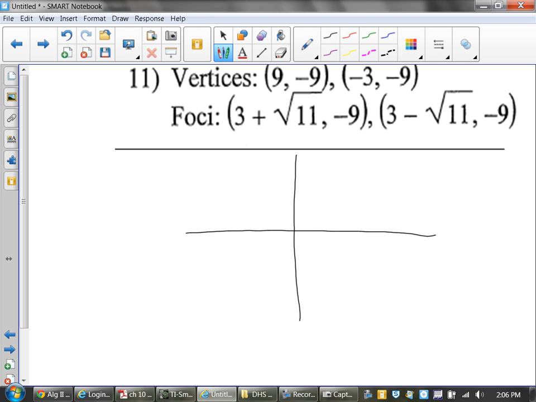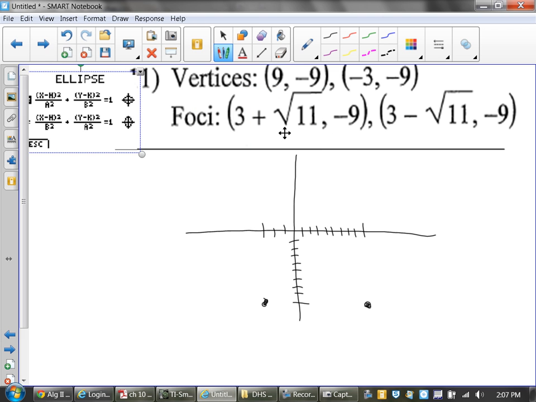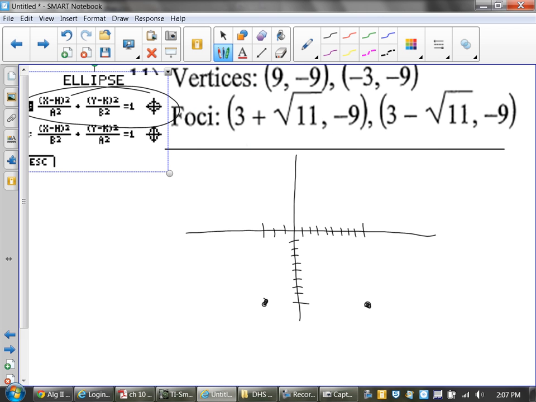So if my vertices are at (9, -9) and (-3, -9), what direction is this ellipse going? Is it vertical or is it horizontal? It's horizontal. So when I look at my standard form of an equation for an ellipse, that means the a squared term is underneath the x squared. Are we okay with that?